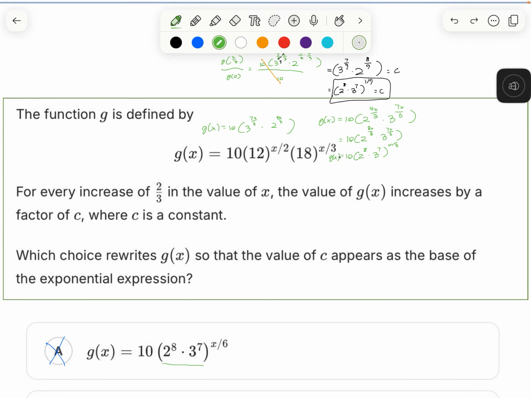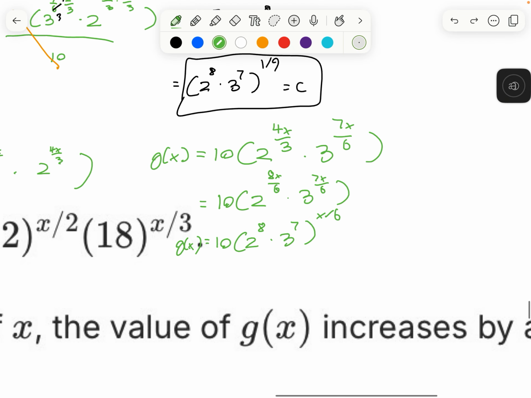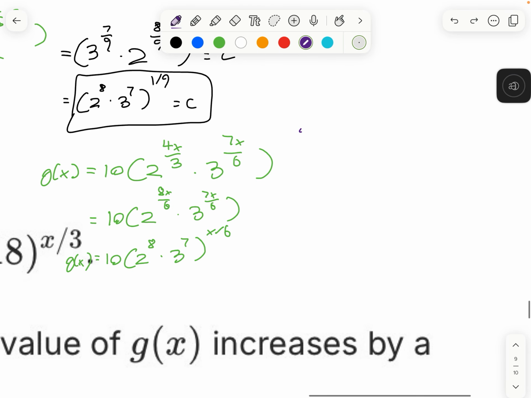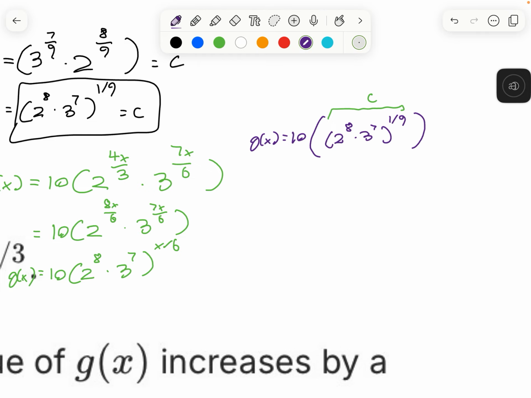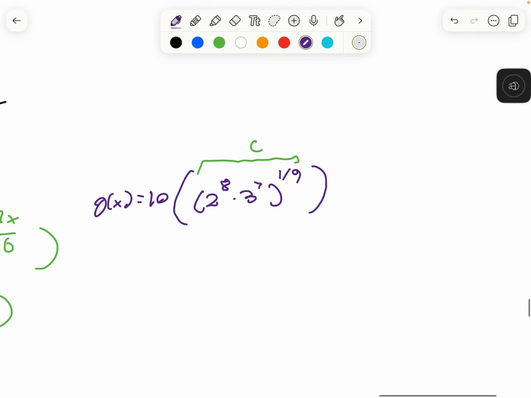Well, you know that the base has to have that value of c. So here, g of x equals 10, 2 to the 8th, I'll use 2 parentheses here, 2 to the 8th to the 7 to the 1/9, right? That's our value of c. We want it to display the value of c, so this part is done. But since we're rewriting g of x, we still want to keep everything the same.